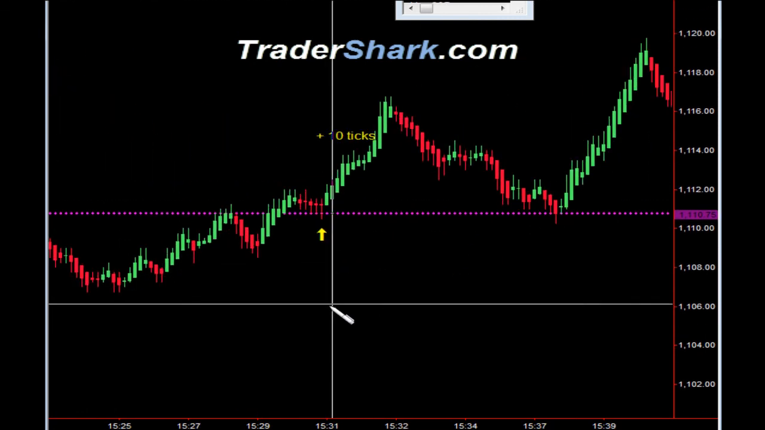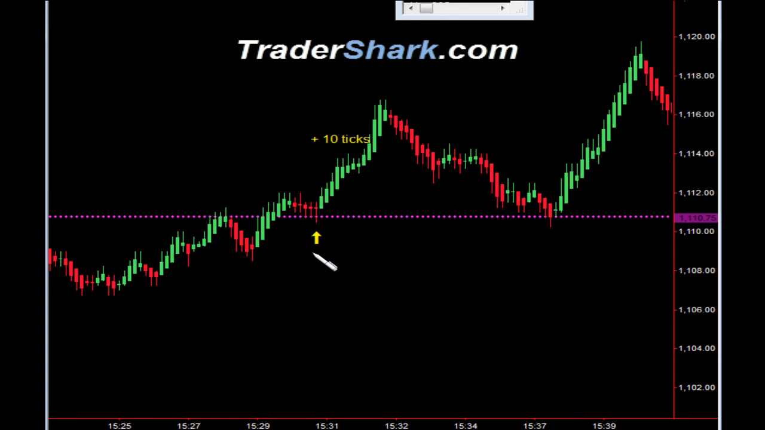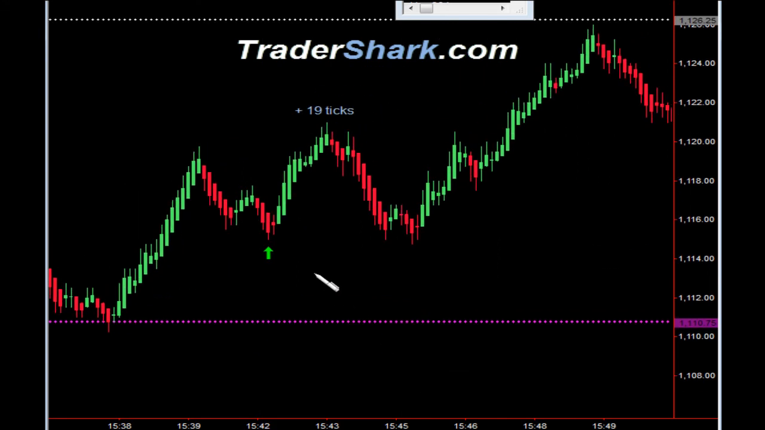As the day progressed, we had another opportunity to get long right here at about 3:30 Eastern Standard Time. Target 1 and target 2 were hit for a total of 10 ticks. We did not take that trade primarily because it was in a tangled net area.